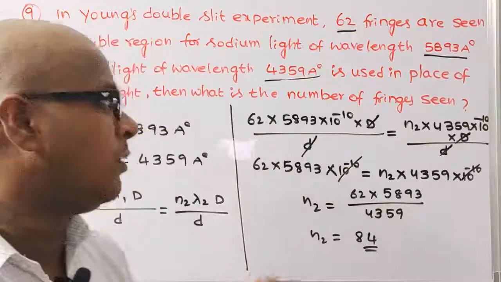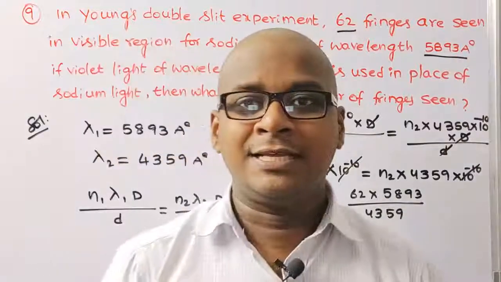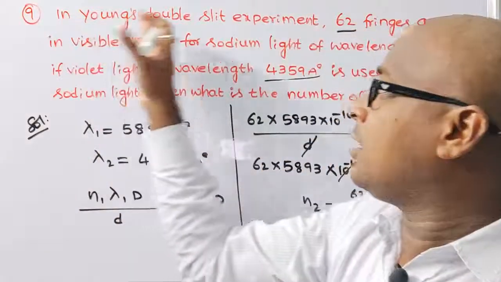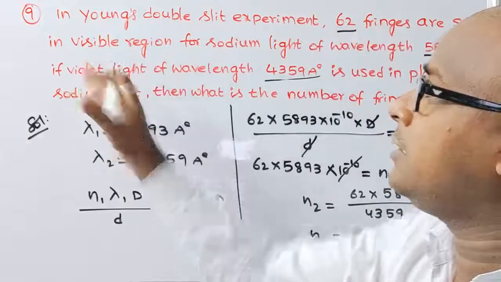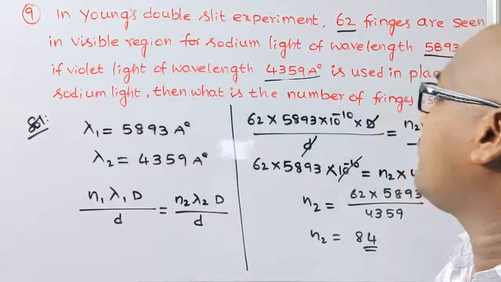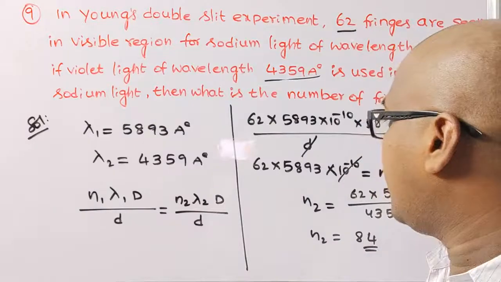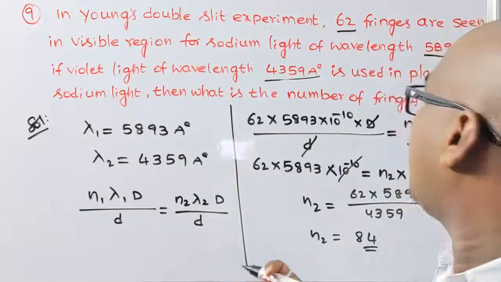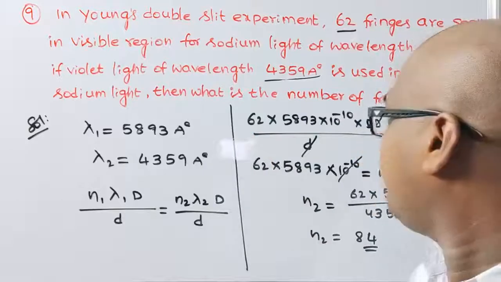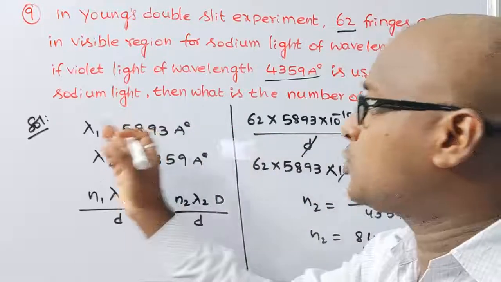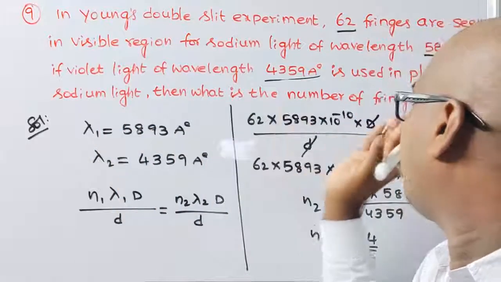This is the ninth problem. Once again, listen students. In Young's double slit experiment, 62 fringes are seen in the visible region for sodium light of wavelength 5893 angstrom. If violet light of wavelength 4359 angstrom is used in place of sodium light, then what is the number of fringes seen?